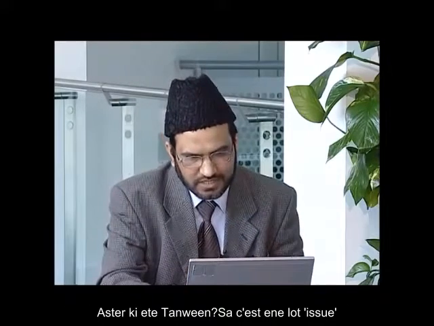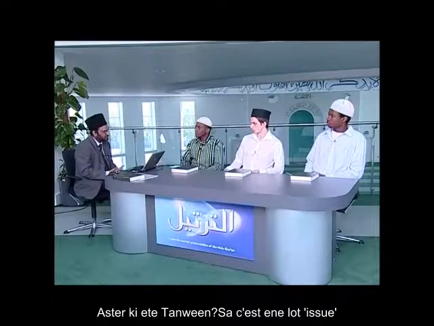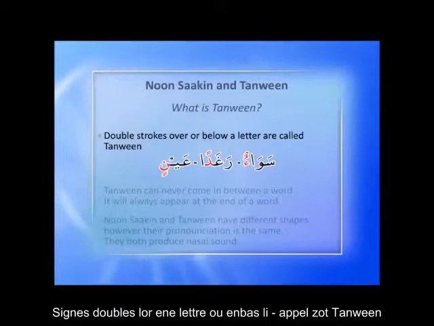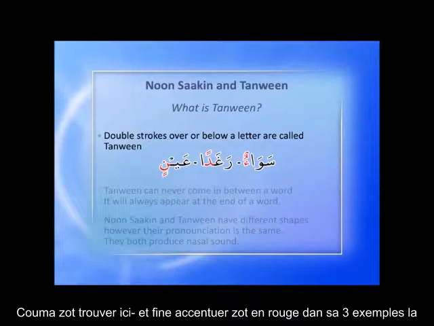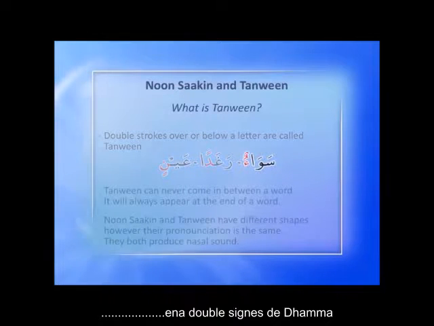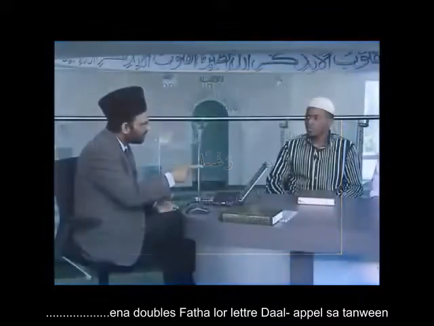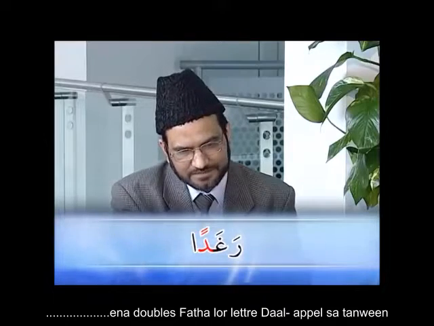Now, what is Tanween? This is another issue. Double strokes over or below a letter are technically called Tanween. As you can see here, highlighted in these three examples, in the word Sawa'un, Hamza carries a Dhammatain, double strokes of Dhamma. Inna alladhina kafaru sawa'un alayhim. Now Ragadan, haythu shi'tuma: on the Dal there is a Fathatain. This is called Tanween.